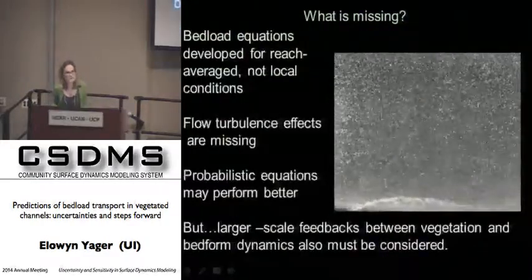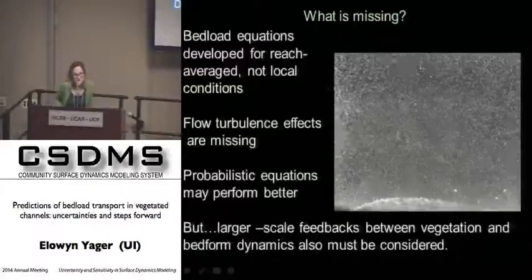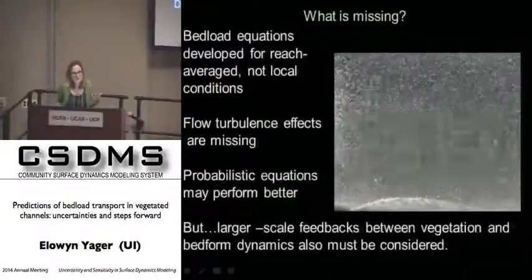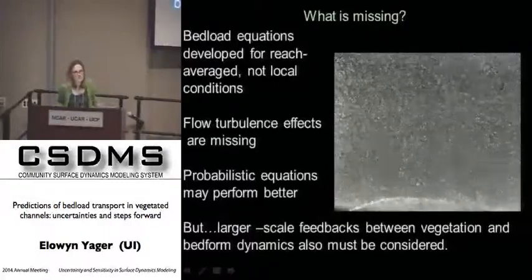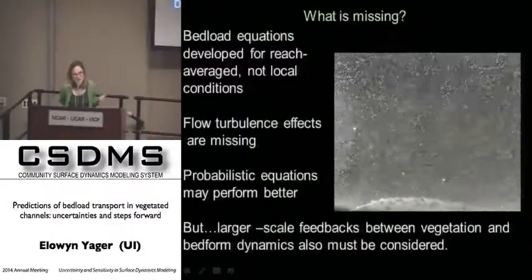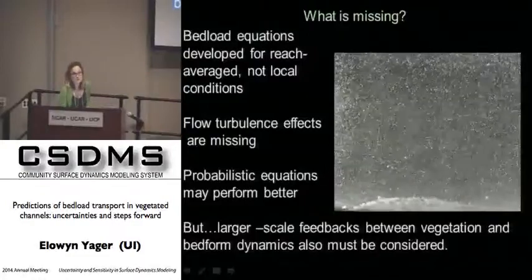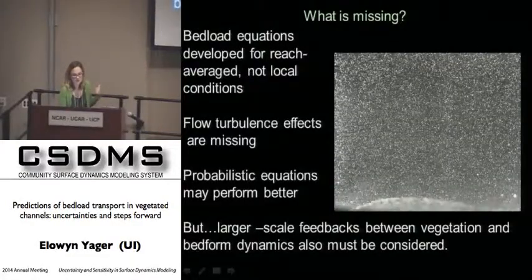So what's missing? A lot of these equations are developed for reach average and not local conditions. Of course, they're not developed for vegetation conditions either, but all these empirical coefficients and exponents in these equations are developed saying, okay, I have a mean flow velocity in my river, I have a mean shear stress, and so we fit data using those values instead of actual local values that include the effects of turbulence as well. So a lot of transport equations, at least at this basic level, don't really include the effects of turbulence. And a number of recent studies are coming out to develop more probabilistic equations where we have essentially velocities of particles and transport distance of particles. And it's possible that these more mechanistic equations might actually perform better than deterministic equations.